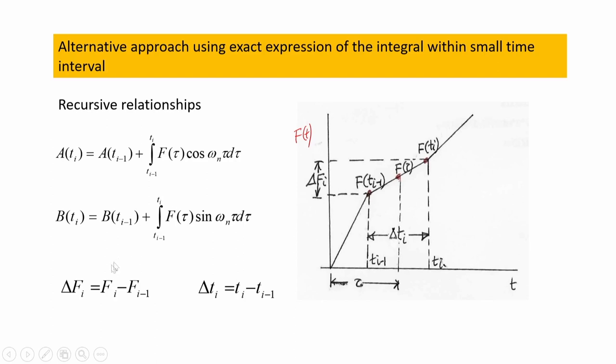Here you can see the slope of the variation of the force, which we can find as delta Fi by delta Ti. And what is delta Fi? Delta Fi is the difference of the value of the force at t equal to Ti and t equal to Ti minus 1. So we can write delta Fi equal to Fi minus Fi minus 1. Delta Ti is the time interval, that is, the difference between two successive time instants, so Ti minus Ti minus 1. So now we can find the slope of the force variation, delta Fi by delta Ti. So this is the slope at i.